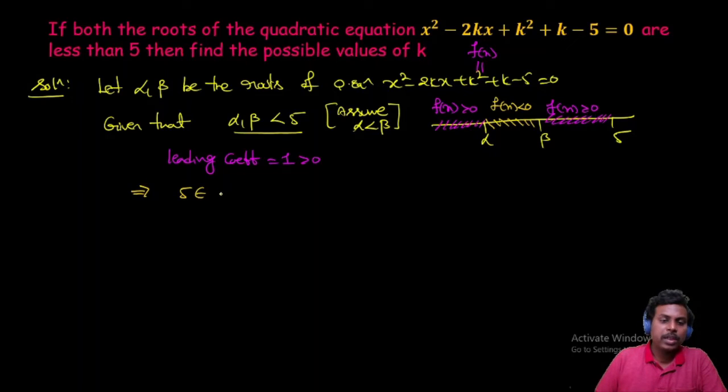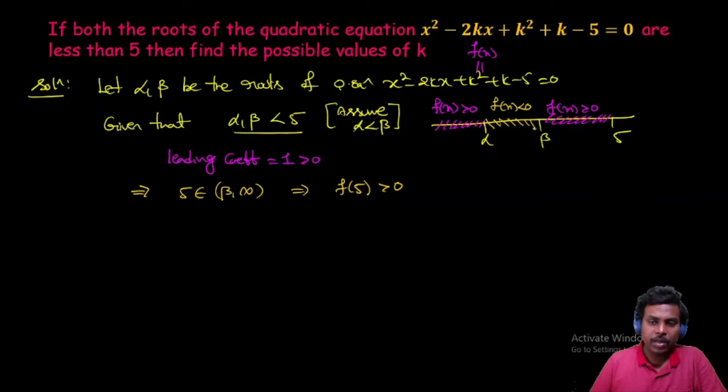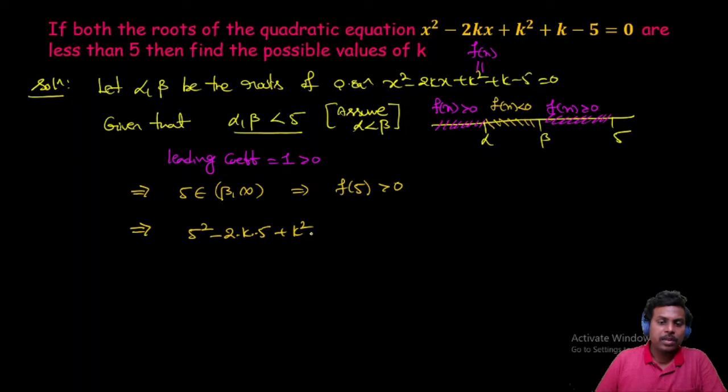Phi belongs to the region beta to infinity. This implies f of phi must be greater than 0, because phi is located in this region. So this implies what? F of phi is phi square minus 2 into k into phi plus k square plus k minus phi greater than 0.